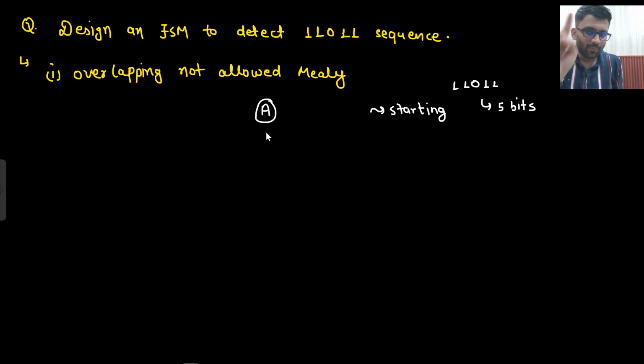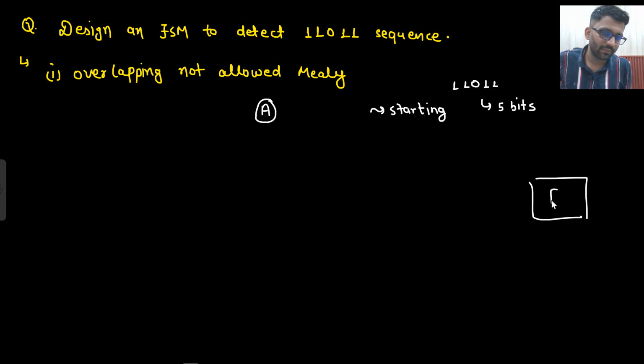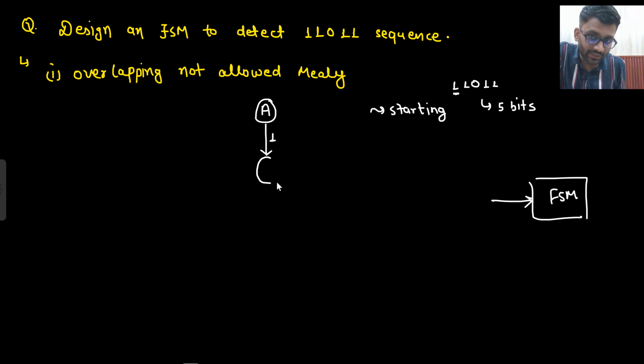Now, if my applied input is 1, this is my FSM. This is the state that I am designing, and from here I am applying the input. If my applied input is 1, then I will be happy, because then I can go to the next state. Because if the applied input is 1, then I am on the right path. So if the applied input is 1, then I can go to state B. The next state I can go to is my state B.